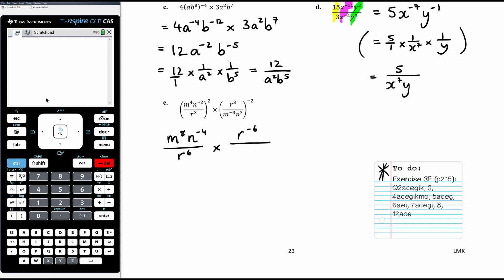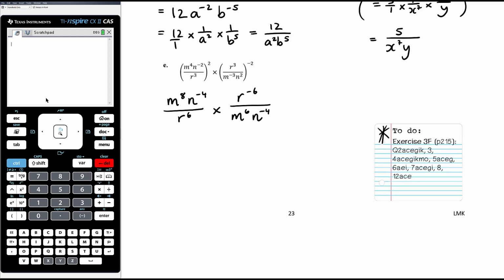M to the negative 3 times to the power of negative 2, so multiplying negative 3 times negative 2 is positive 6. And n squared to the power of negative 2, multiplying 2 times negative 2 is n to the negative 4. Okay, again, lots of negative powers. I can focus on shifting them around, but personally I don't worry about them until the end. Let's just focus on multiplying across the fractions. So on the numerator we've got m to the 8, n to the negative 4, r to the negative 6. And on the denominator I'll write them in the same order. I've got m to the 6, n to the negative 4, r to the positive 6.